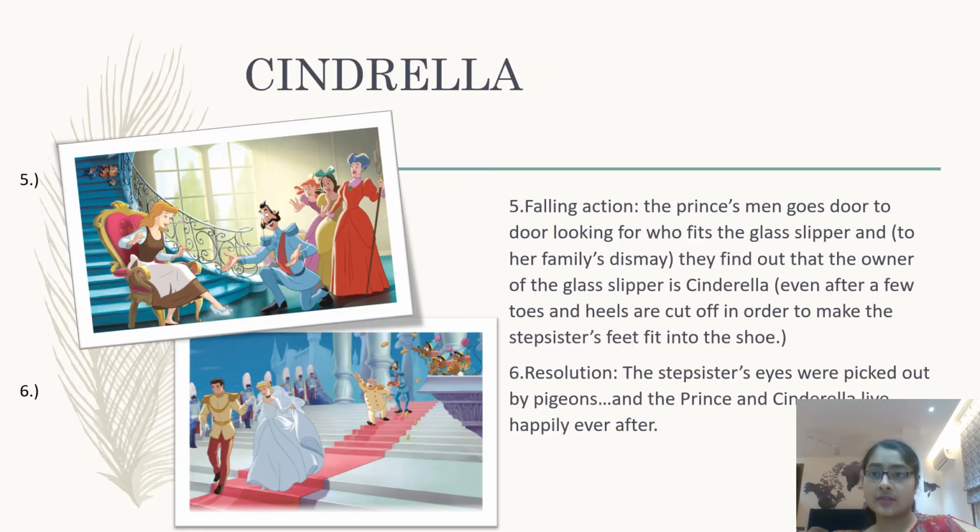So next we have the falling action. In the falling action, we define what the result of the climax was. So in Cinderella, the climax was that she went to the ball, she fell in love, and then she ran away and left behind her glass slipper. So what is the result of that? The result was that the prince goes around looking for her, and his men go around and try to find someone to whom the shoe fits.